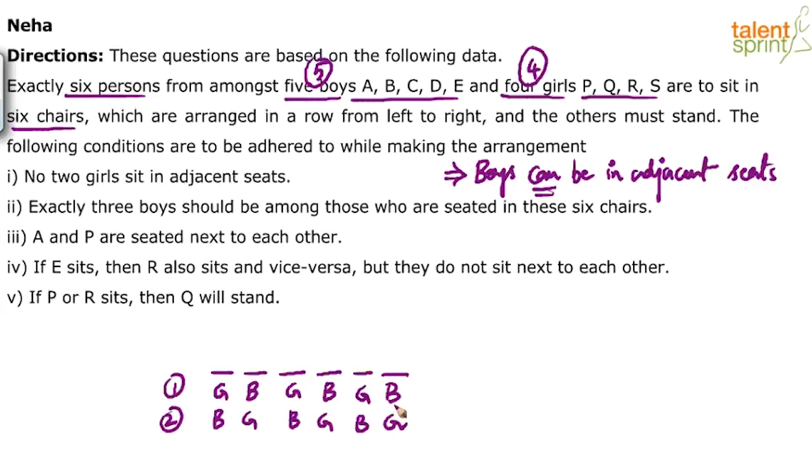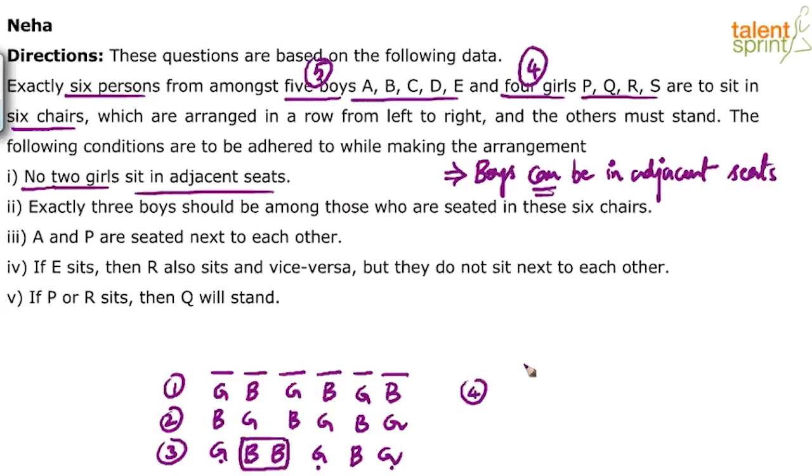What are we trying to follow? We are trying to make sure that the girls are not together. No 2 girls are together. No 2 girls are in adjacent seats. Is there any other way of doing it? Yes, there are other ways of doing it. For example, let's say we have girl, boy, boy, girl, boy, girl. So here if you observe, the girls are not together, but 2 of the boys have come together. Yes or no?